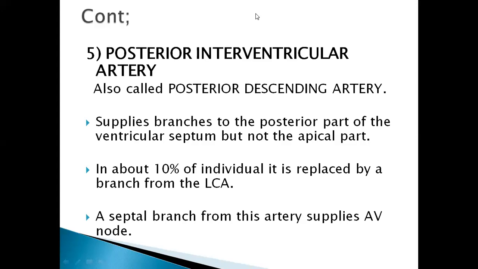Now, a septal branch from the posterior interventricular artery supplies the AV node and is called the nodal artery. A separate branch from the posterior interventricular artery arises and supplies the AV node, which is called the septal branch or the AV nodal artery.